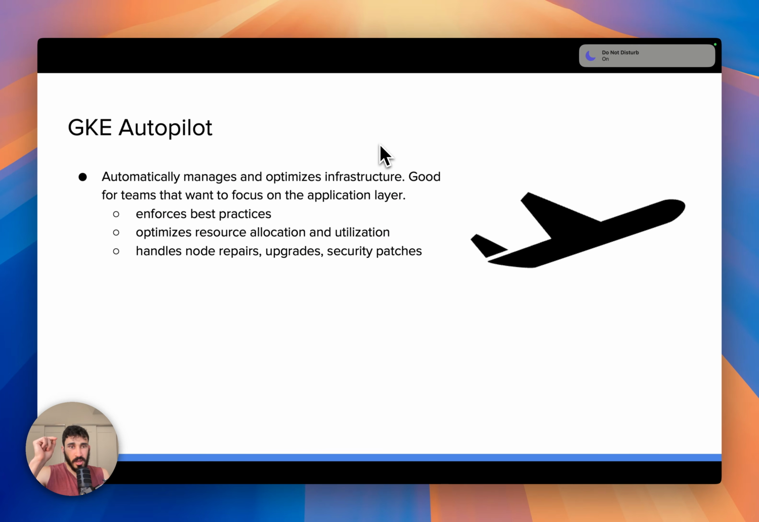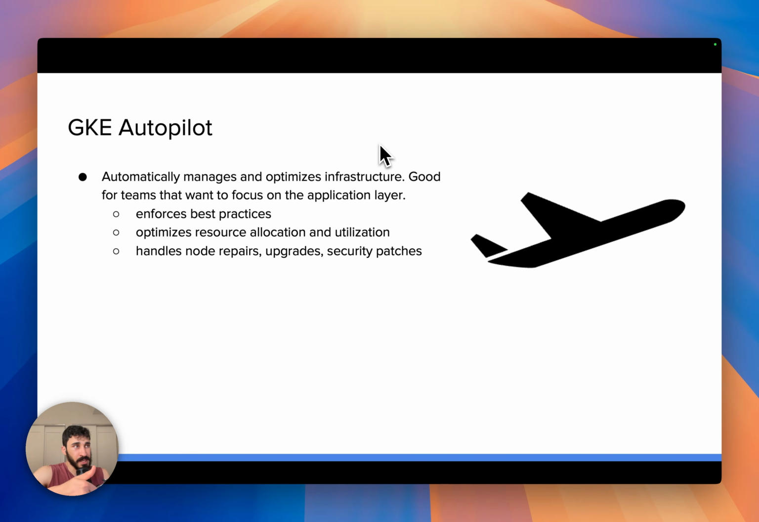Okay, GKE Autopilot. So Autopilot allows you to automatically manage and optimize your infrastructure with GKE, right? It's a mode that GKE offers, and it automatically manages and optimizes the infrastructure for your clusters. The mode here is good for teams that want to focus primarily on the application layer without getting bogged down by managing the underlying infrastructure. So it's just adding even more abstraction to GKE, right?